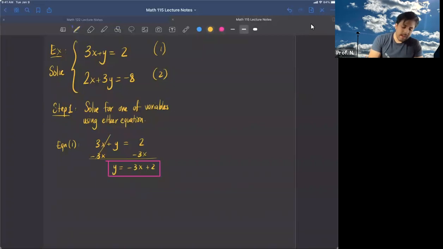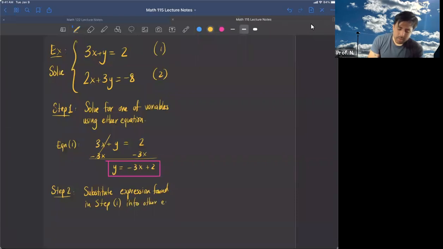Okay, so now that I have that, I figured that out from equation 1. Now I need to substitute. Step two: substitute the expression found in step 1 into the other equation, the one not used.